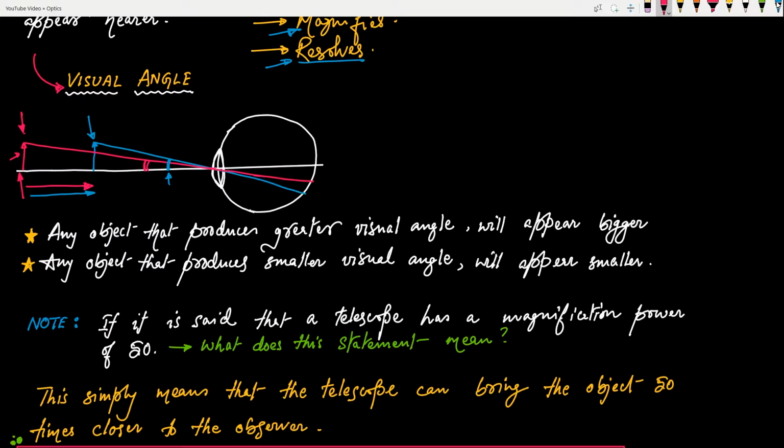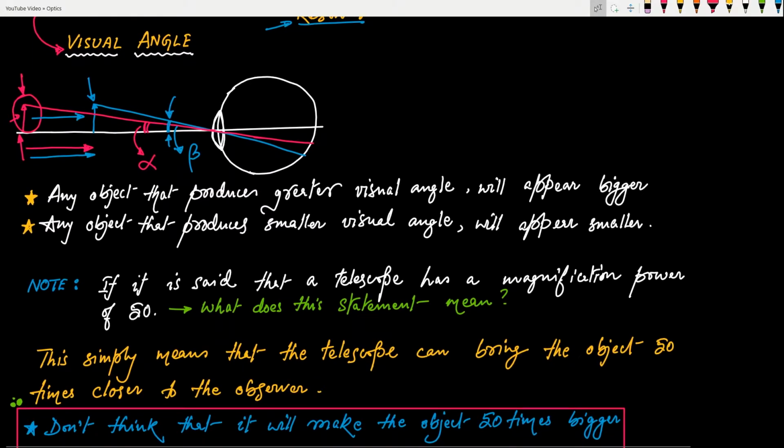Now, this is the object that we are viewing, isn't it? Therefore, this angle will be treated as alpha, because this is the angle subtended by the original object without the use of a telescope. And now by using the telescope, we pulled the object closer to our eye and we got the visual angle to be this one. Therefore, this is the visual angle produced by the final image. Therefore, this angle will be treated as beta. I hope the concept of alpha and beta is clear. We'll be looking into that, don't worry. This is just the basic concept of visual angle regarding the telescope.